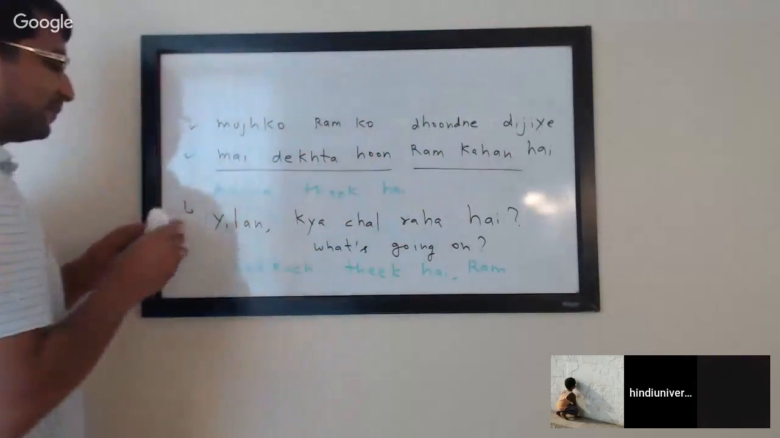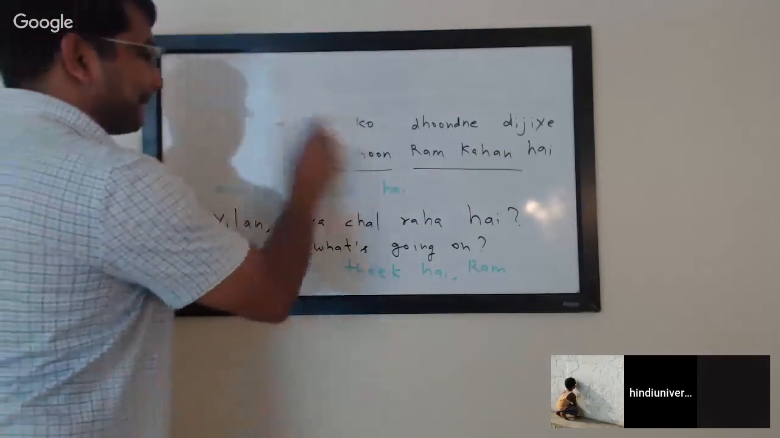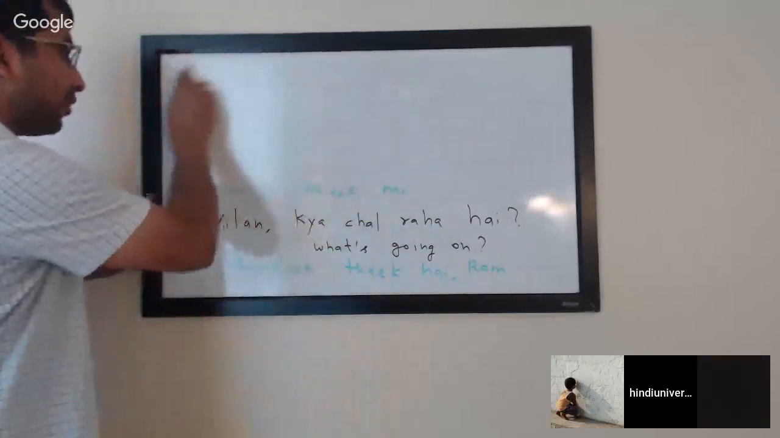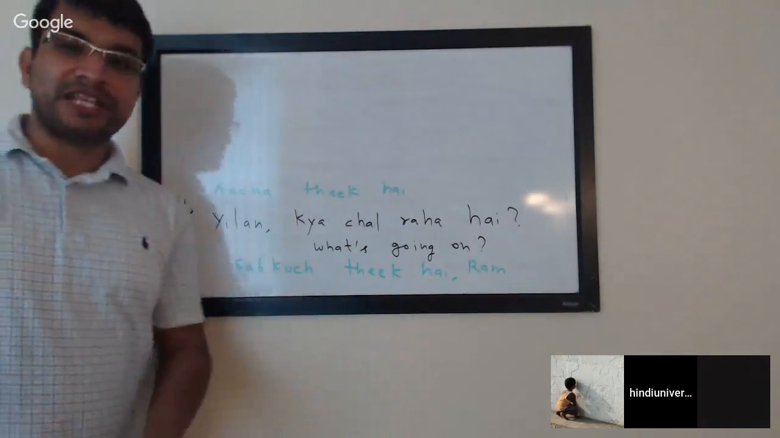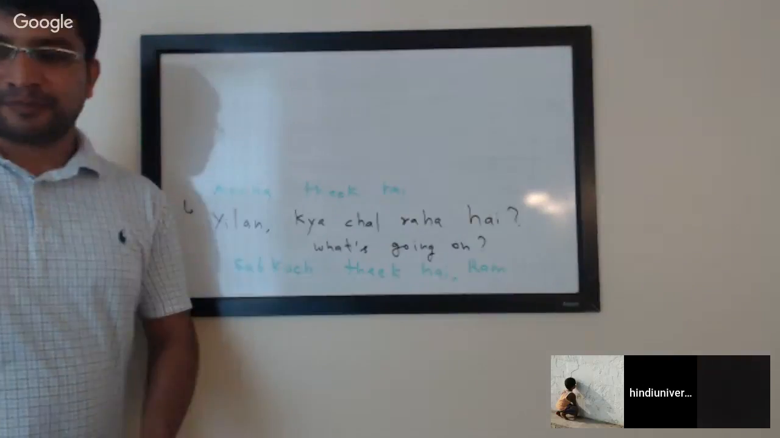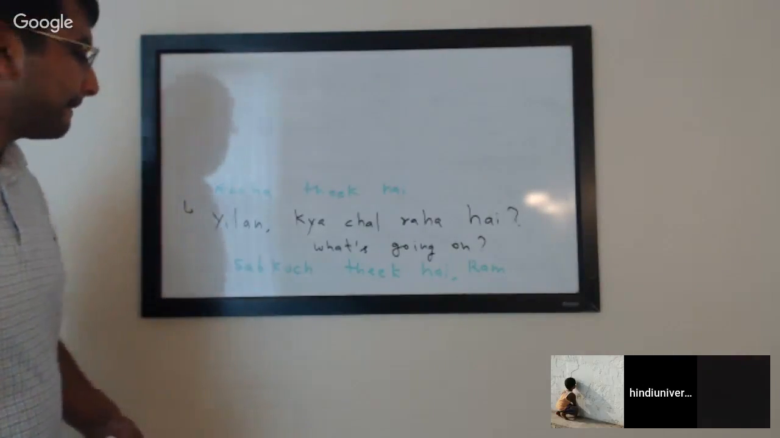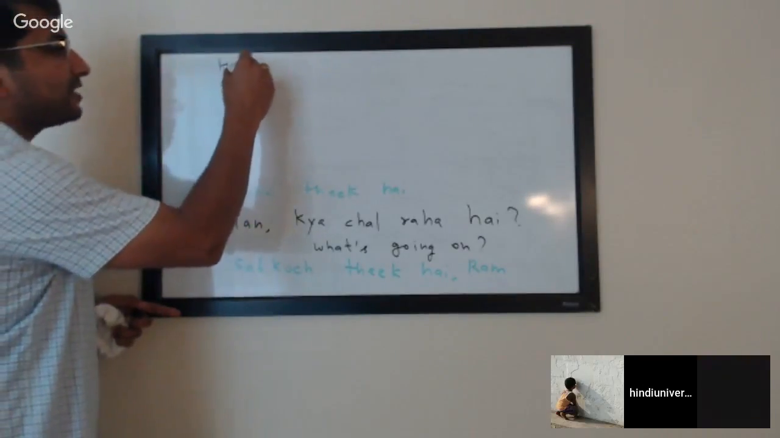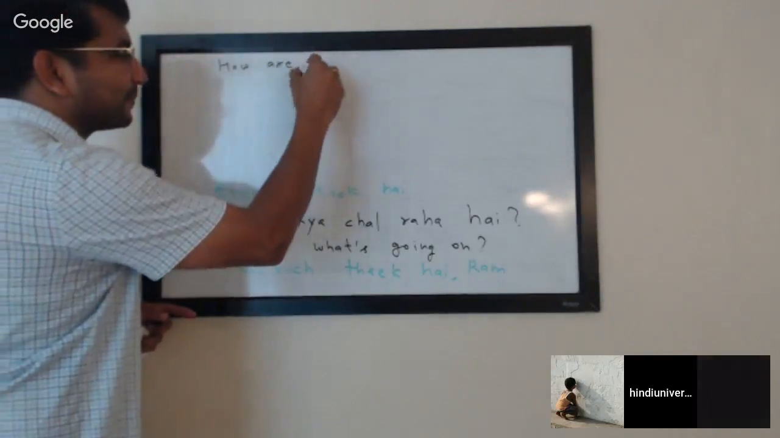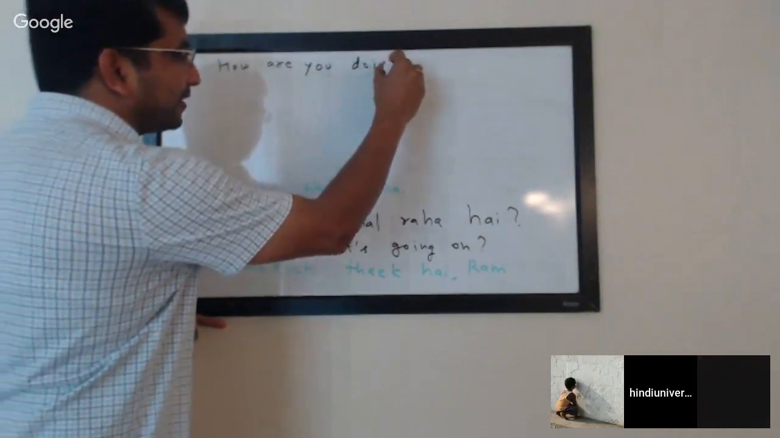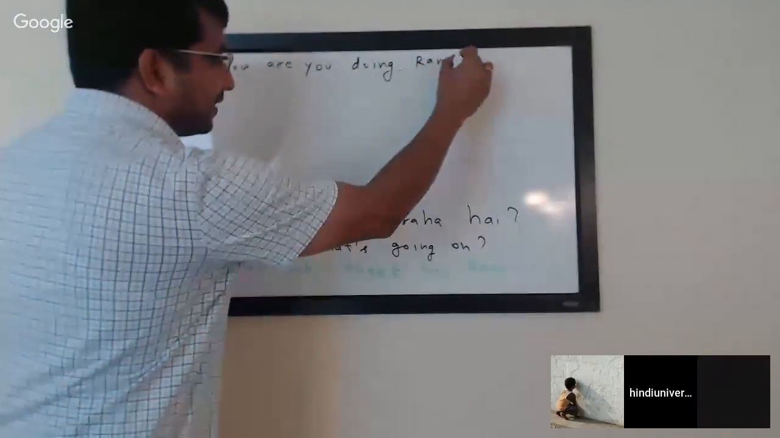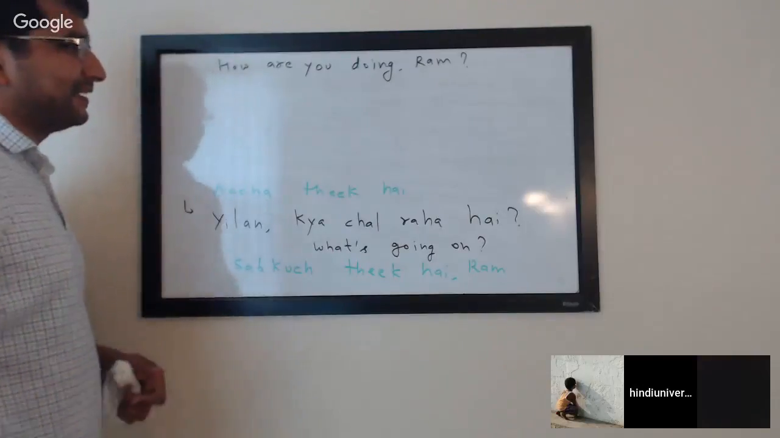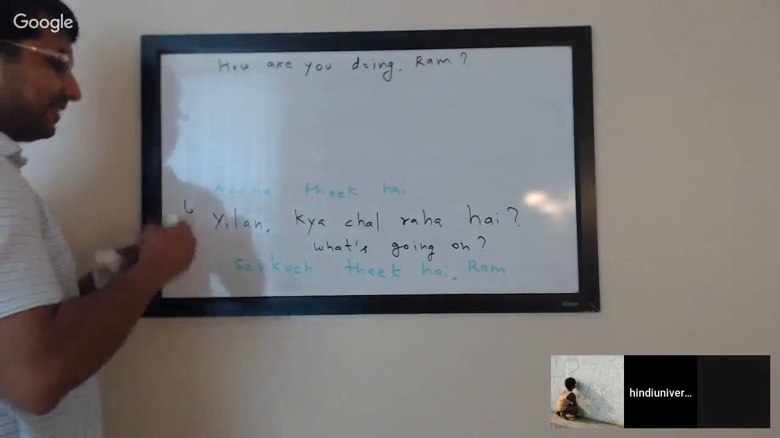What's the next thing you will ask him? No, Ram is on the phone. Let's say you're still talking to Ram. You responded to him, sab kuch theek hai. What will you ask him next? You naturally ask, how are you doing as well? How are you doing? Right? How are you doing now? Yes? Aur aap kaise hai, Ram? Very good, right? Aur aap kaise hai Ram?